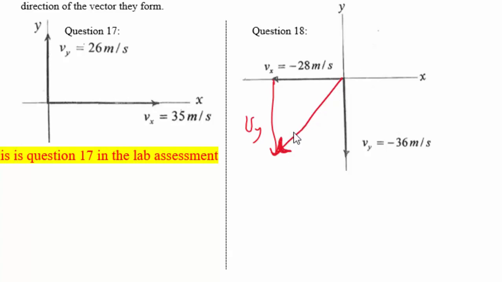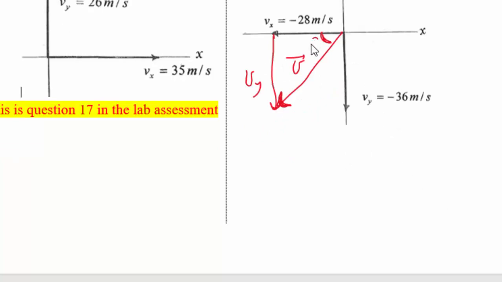This will be the resultant vector. We'll call it v. And this is the related angle. We can call it theta sub r. And of course, the standard angle will be the angle from the positive x-axis counterclockwise to the vector. So it will be 180 plus the related angle.